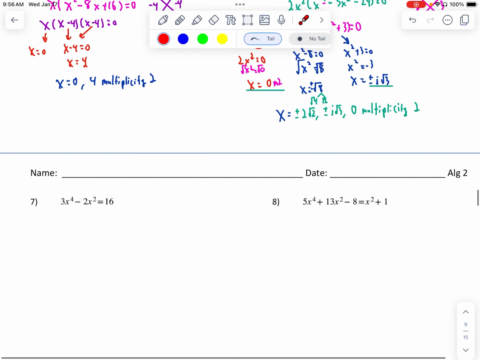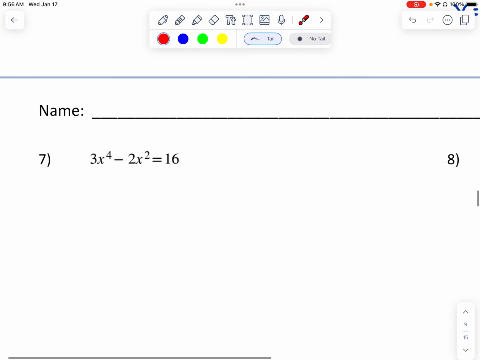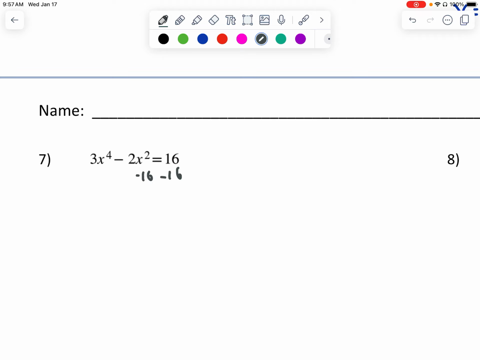Moving down to our next page here. A lot of this is going to be similar strategies, but just looking at a couple different ways. So the first one we have here, number 7, 3x to the power of 4 minus 2x squared equals 16. We know that this needs to be equal to 0, so let's subtract 16 on both sides. That'll give us 3x to the power of 4 minus 2x squared minus 16 equals 0.